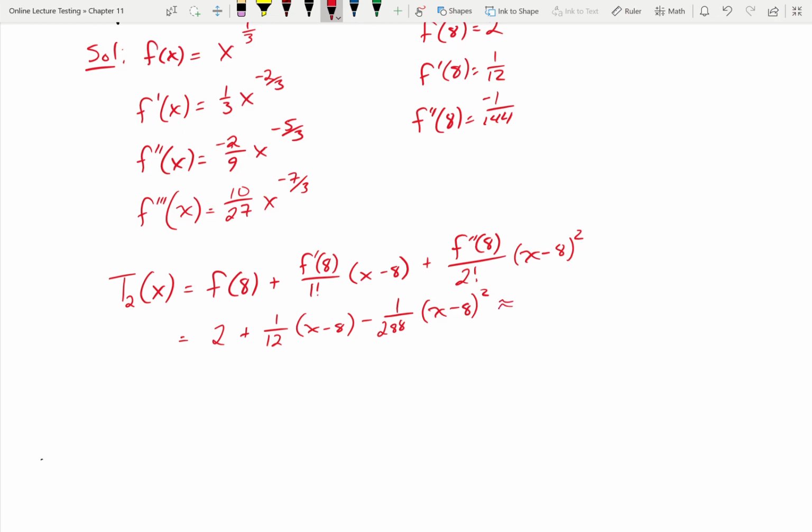So we're saying this is going to be approximately equal to the cube root of x. All right. So this is part of our solution. We found the Taylor polynomial of degree 2.